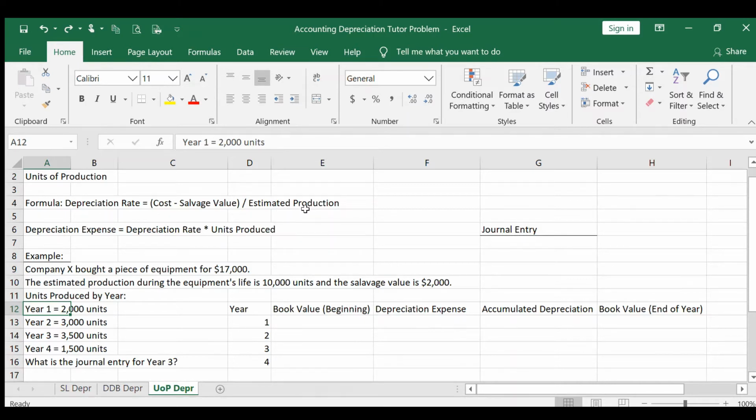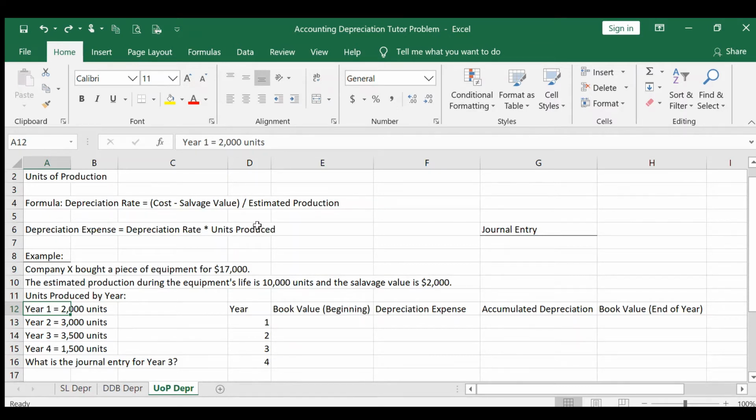So what this estimated production means is that if a piece of equipment, let's say it was a shovel, and we said that it could shovel 10,000 units of gold before it broke, we would look at that and say its estimated production value is 10,000 units of gold. And once we know that, we can use that to divide the cost minus salvage value to get our depreciation rate. Once we have that, we can figure out our depreciation expense for every year, every period, by multiplying that depreciation rate times the units produced in that year.